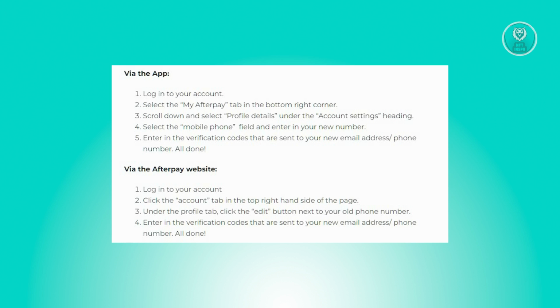Now, if you want to do this via their website, same thing. You need to log in and click on the account section or account tab at the top right corner of the page. And from there, just click on the edit button under the profile tab that is next to your phone number. Now, from there, enter the verification code that was sent to your new email address or phone number, and you should be good.